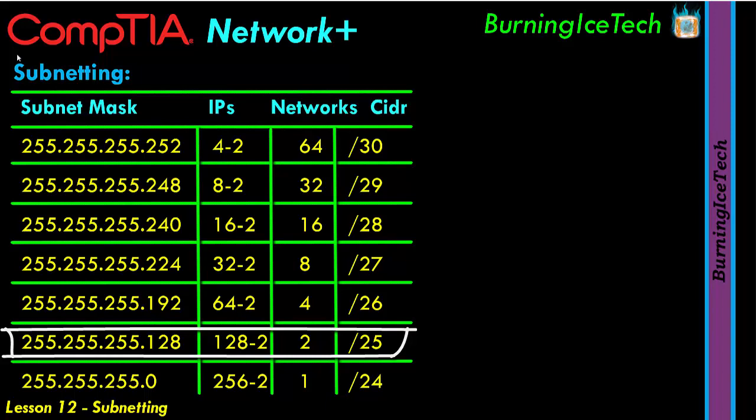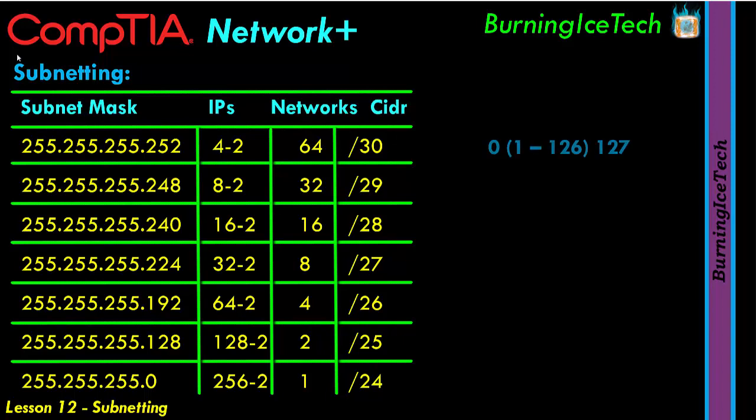Now, what would this look like? So to draw it out like we did with the previous one, our first network of those 2 networks will look something like this. We're going to start from 0 once again. We always start from 0, and we're going to count all the way to 127. So counting from 0 all the way to 127, that is 128. And everything in between, which is now, of course, the 1 all the way to 126, that is your usable IPs. The 0 and the 127 are the non-usable ones, the reserved ones.